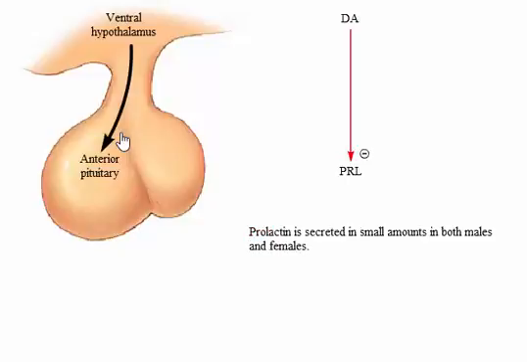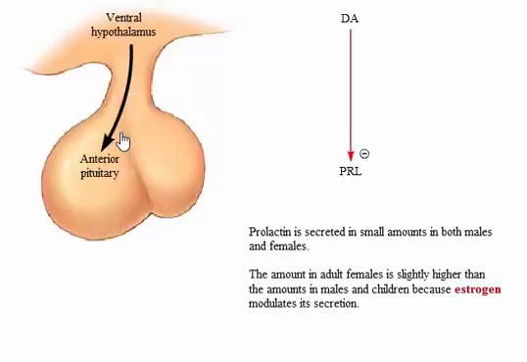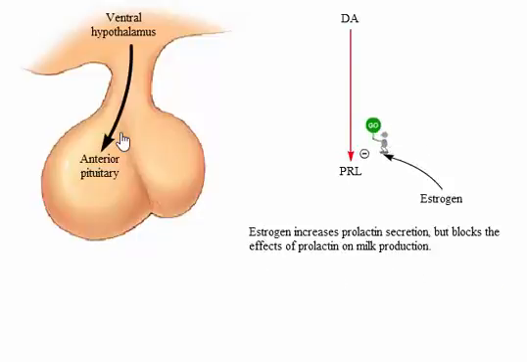Prolactin is secreted in small amounts in both males and females. The amount in adult females is slightly higher than the amounts in males and children because estrogen modulates its secretion. Estrogen increases prolactin secretion but blocks the effects of prolactin on milk production.